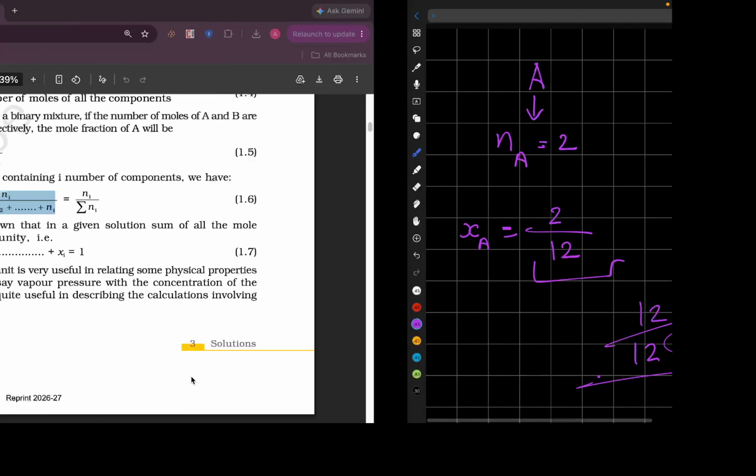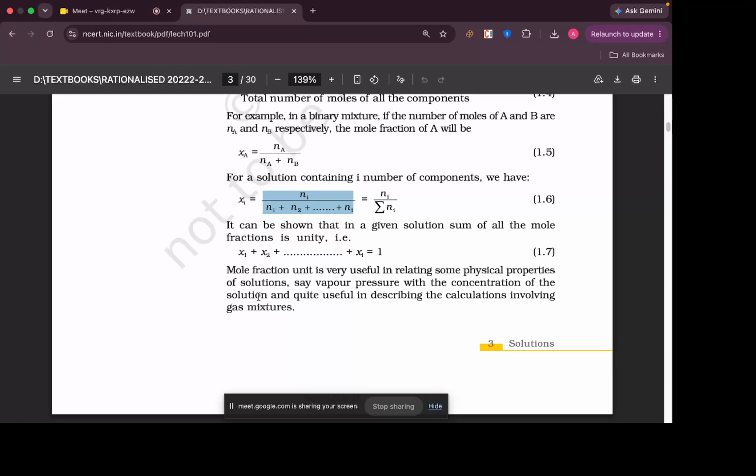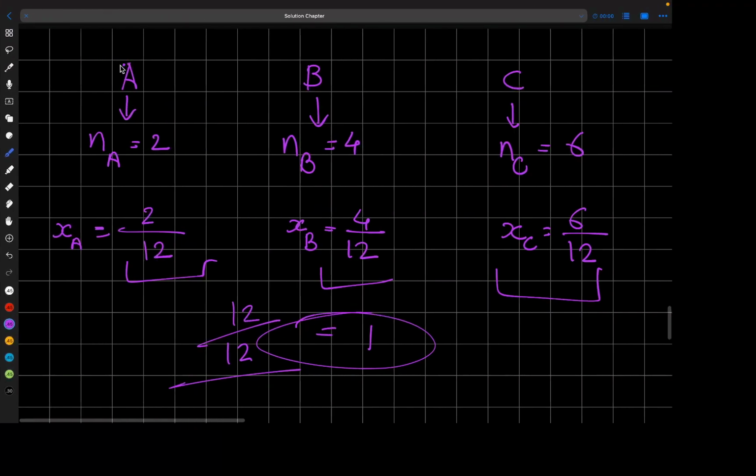So this is the rule, that when I add all of them... You can't say that I will add only Xa and Xb and get 1. No, each and everything you have to add. If you have 3 components, you have to add the mole fractions of all 3, and then you will get 1.